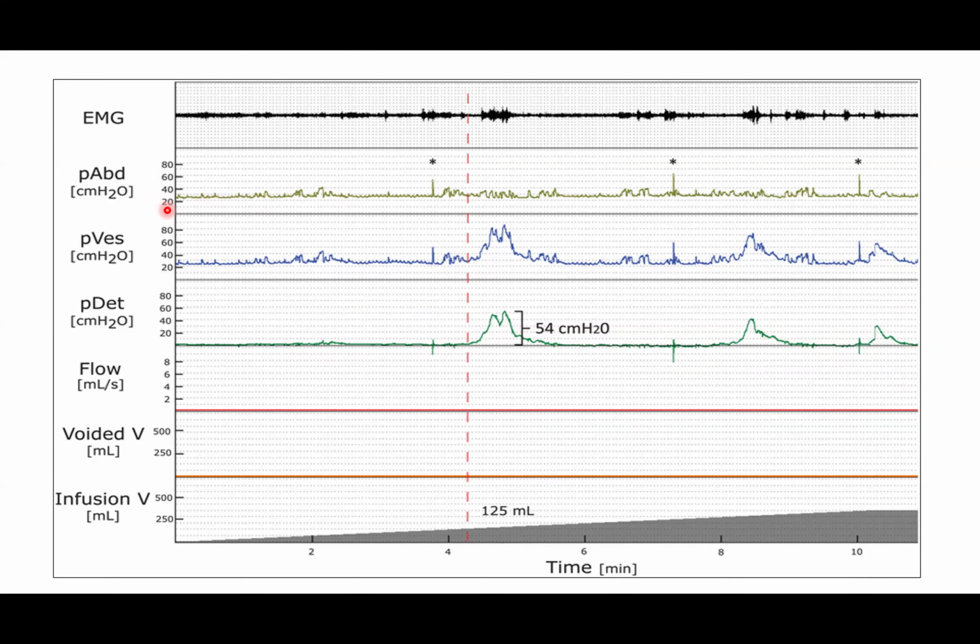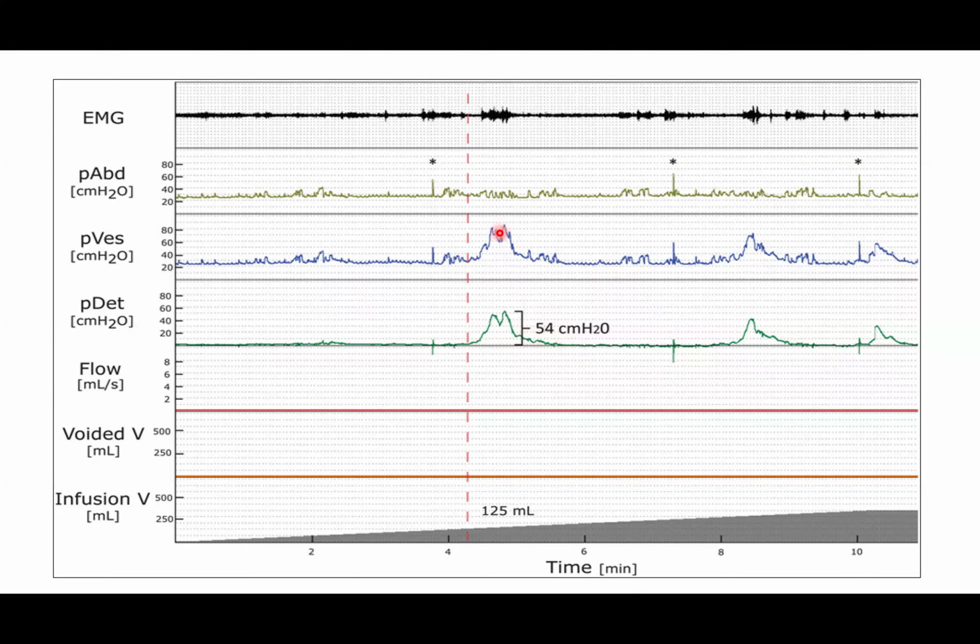In the next graph, there is no rise in the abdominal pressure in the filling phase, and there is a rise in the vesical pressure in the filling phase, along with a rise in the detrusor pressure, which is about 54 centimeters. Any leak mentioned anywhere in the whole graph? I didn't see any leak. So what is it? It is detrusor overactivity, because it is high, 54 centimeters.